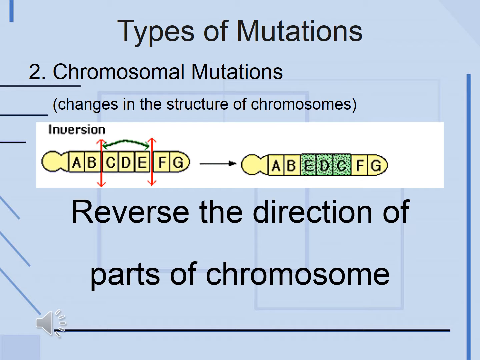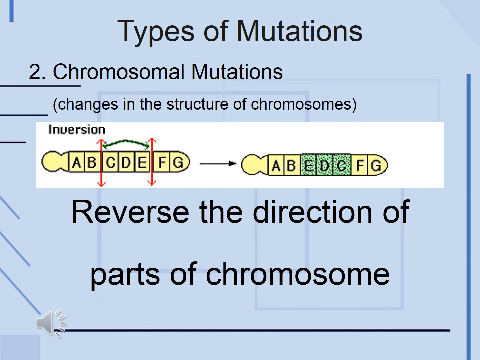The next type of chromosomal mutation, not point mutation, is called inversion. Here you've got the original A through G gene, the same as before, but now we're going to invert it. So that means that now instead of going A, B, C, D, E, F, G, these genes wind up going A, B, E, D, C, F, G.